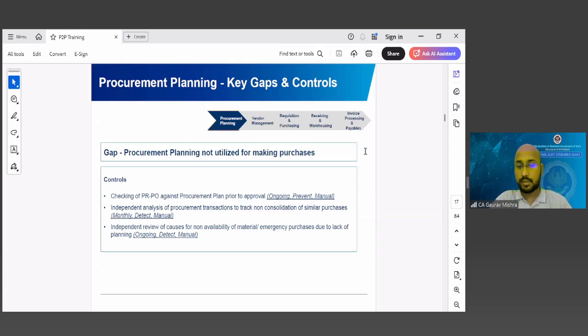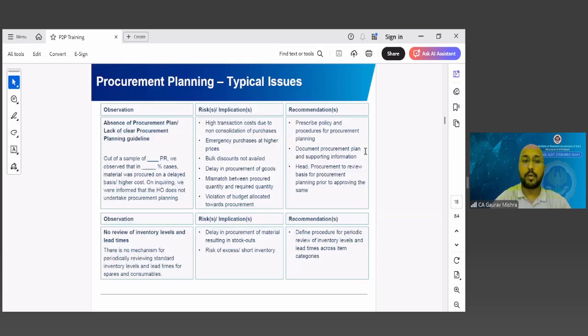Procurement planning not utilized for making purchase. This I have spoken about. Now the best part: you have performed the audit, but you are not able to explain to the management that these are a few of the risks within the procurement functions, and these are the root causes, and these are the recommendations which we as auditors want to give. It's a very simple thing. Till the time you're not able to sell yourself, you can't do anything. Understanding of the risk is a very, very important thing.